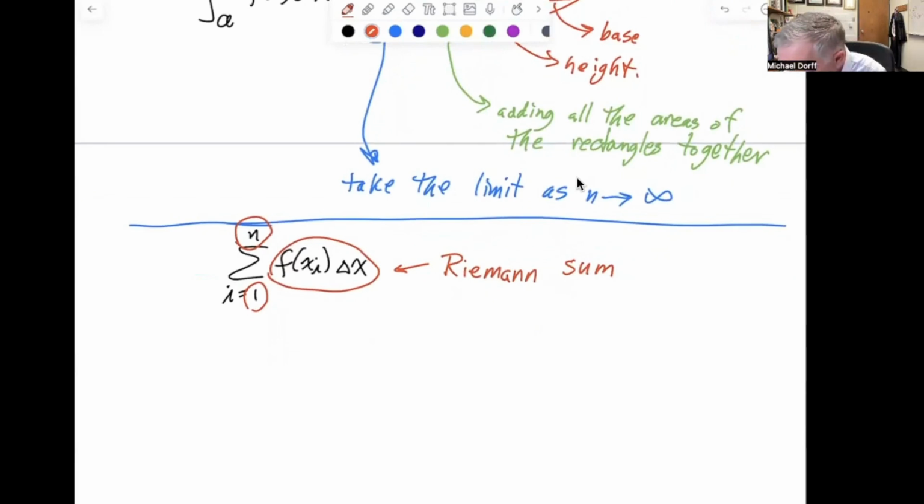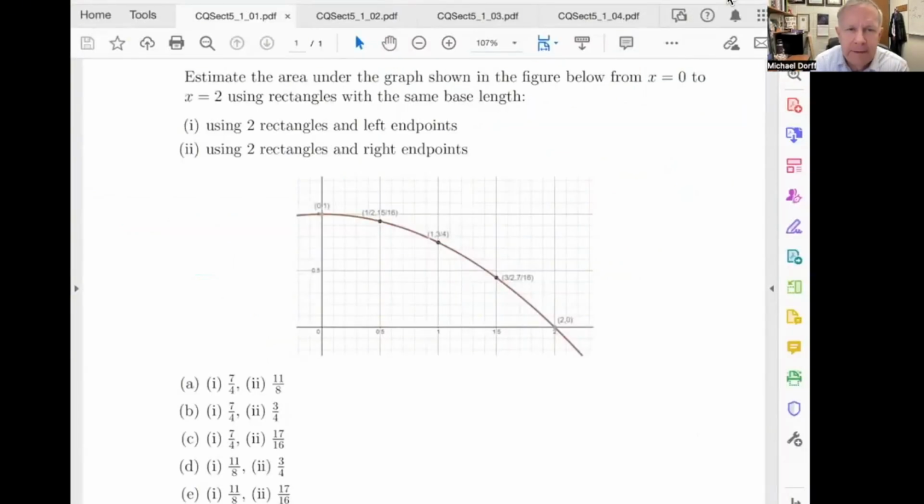Okay, so let's use this idea to look at some example problems. You're supposed to estimate the area under the graph shown in this figure below, where x is going from 0 to 2, and you're using rectangles with the same base length. You're supposed to use 2 rectangles and use the left endpoints. What is the estimate for the area under the curve doing that?